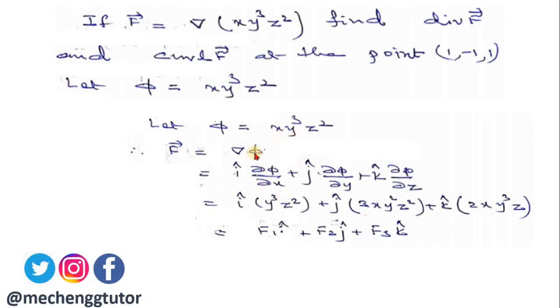Function is here. So with respect to x means you get y cube z square. With respect to y means 3x y square z square. With respect to z, this remains as it is. So 2 is taken here, 2xy cube z. For our convenience, we shall denote them as f1, f2, f3. So now your f bar will become f1 i plus f2 j plus f3 k.